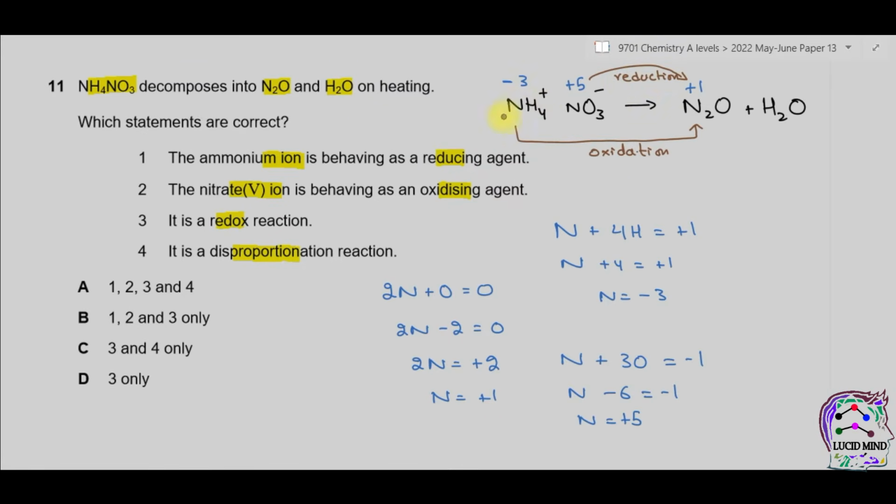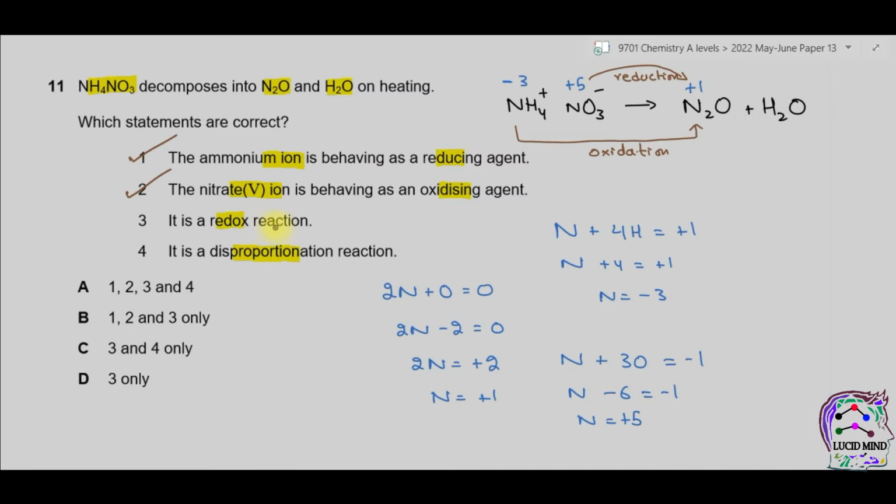The substance that is oxidized is actually a reducing agent, and the substance that is reduced is actually an oxidizing agent. So we can see the ammonium ion is behaving as a reducing agent. Itself it is oxidized and it reduces nitrate, so this part is true. Nitrate is behaving as an oxidizing agent. It oxidizes ammonium to N2O and itself is reduced.